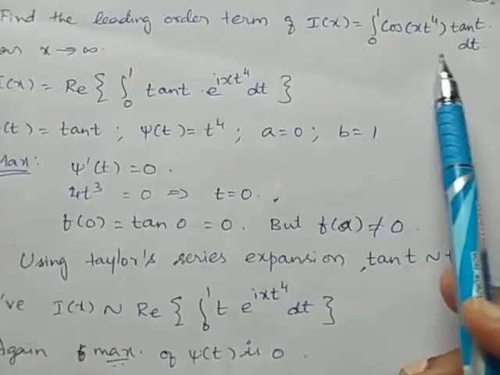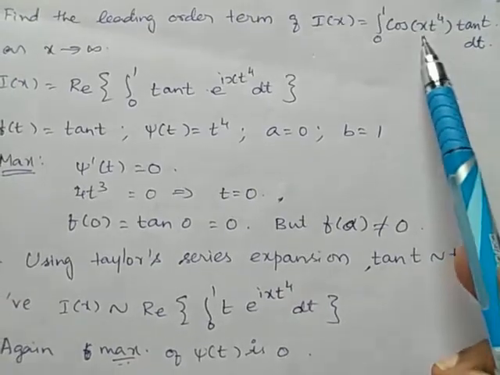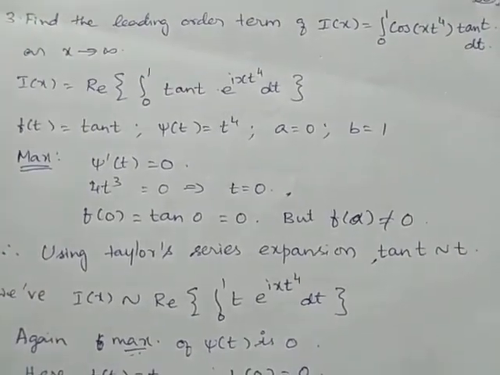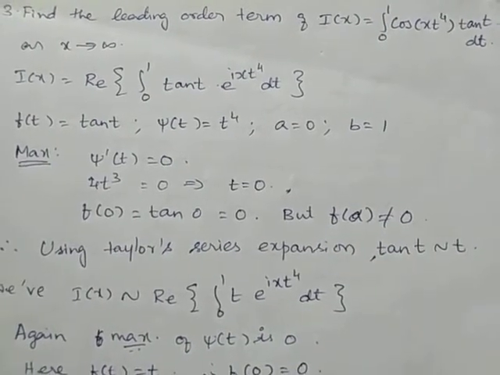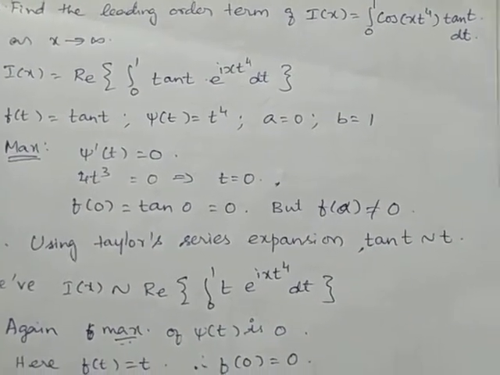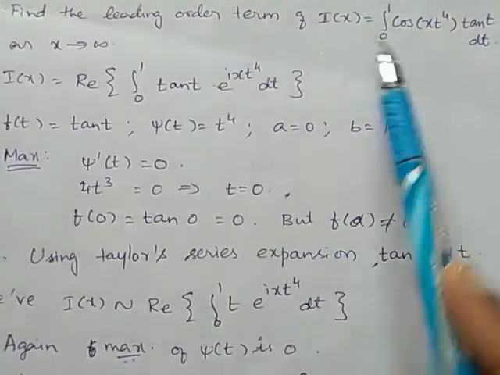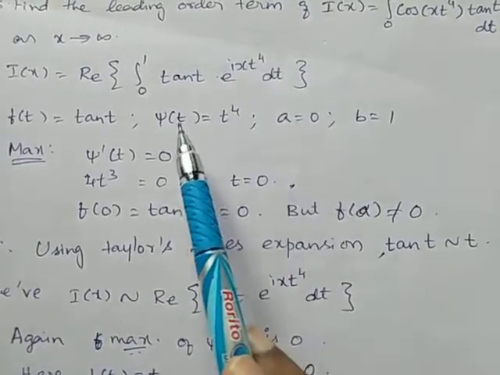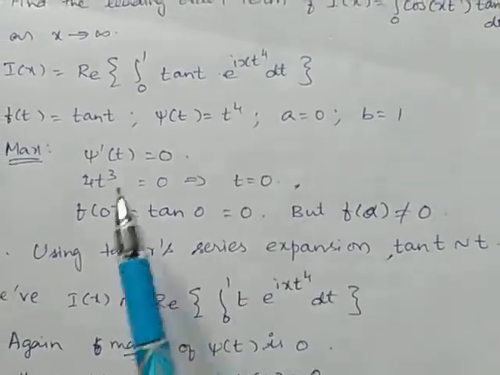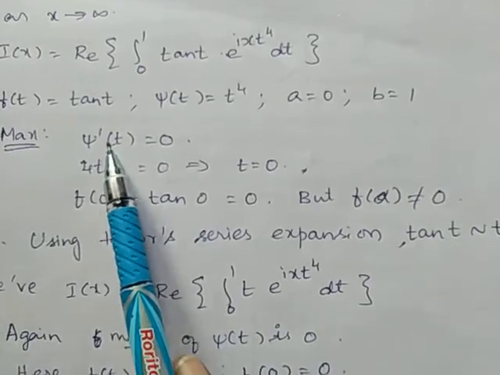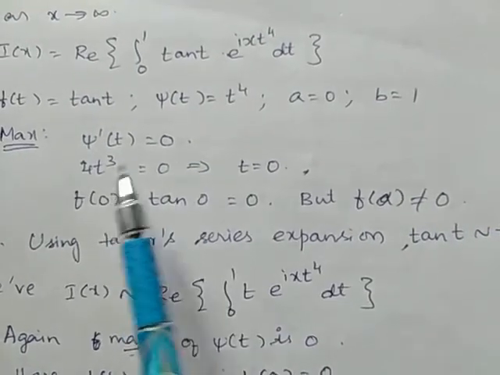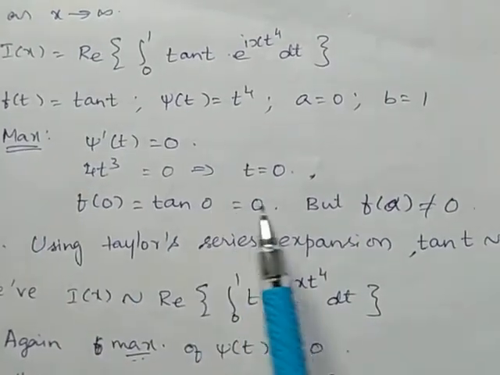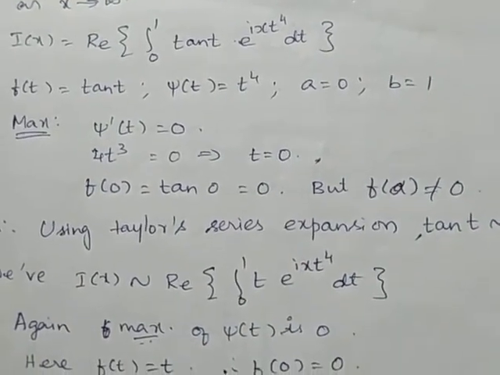So consider our next problem. It is the integral from 0 to 1 of cos of x t power 4 tan t. To solve this using the method of stationary phase, we should have an imaginary term, right? The e power i theta form. So I keep tan t as it is. Cos theta is the real part of e power i x t power 4. So here xi of t is t power 4. When we differentiate it and equate to 0, t becomes 0. But what is f of t? F of t is tan 0. Tan 0 is 0. We cannot proceed as it is.